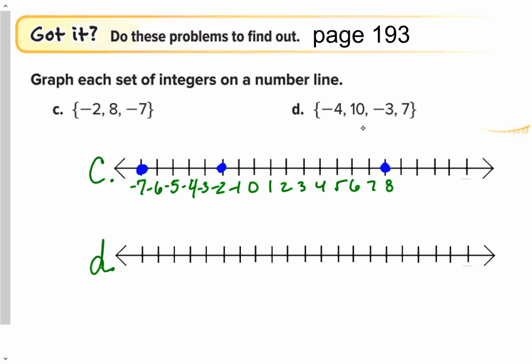Okay, for example D, taking a look at here, our least number is negative 4, our greatest number is 10. So here I'll actually be able to number the number line by ones because I have enough little marks on it. And then now I'm just going to graph it. So I'm going to start off with negative 4. Again, it's on the line, not above it, not below it. Got to go to 10, got to go to negative 3, and positive 7. Okay, so that's what my graph looks like for C and D.